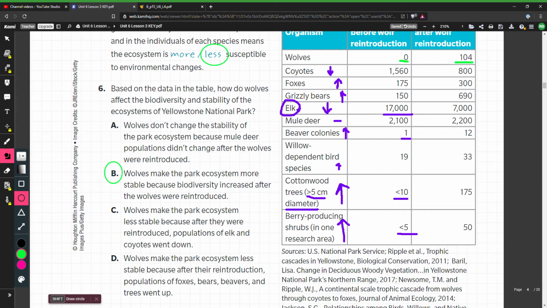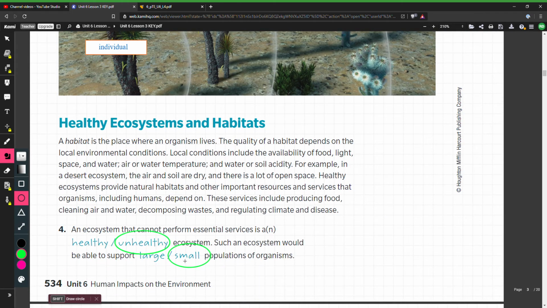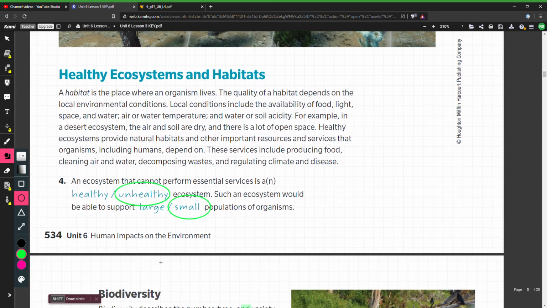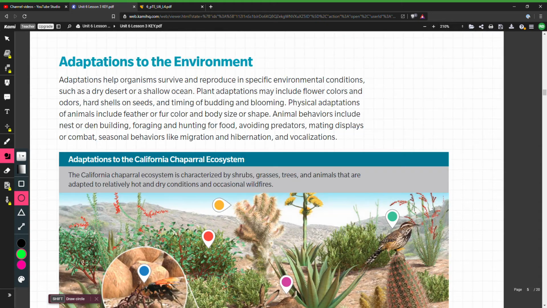Look, everything changed. Wolves make the park less stable because, so this is not true because, yes, the populations of elk and coyotes went down, but overall, a lot of other organisms increased, and there's still a lot of coyotes. Actually, and foxes went up. Or sorry, coyotes went down and elk went down, but there's still thousands of elk and there's still lots of coyotes. Wolves make the park ecosystem less stable because after their reintroduction, population of all these animals went up. So an ecosystem is more stable with greater populations, right? That kind of goes back up to here. A healthy ecosystem supports a larger number of organisms. So that's not true.